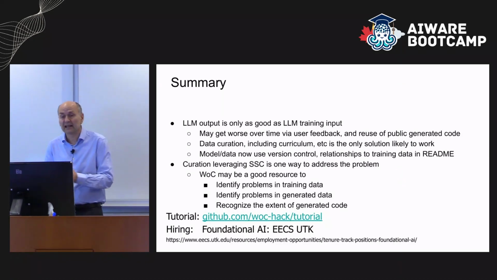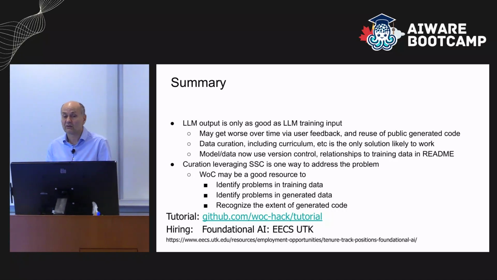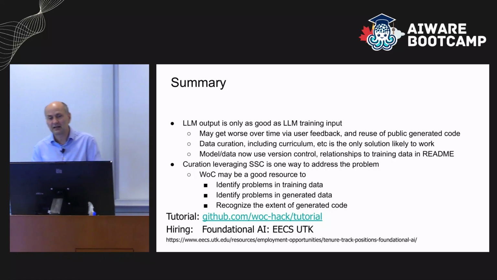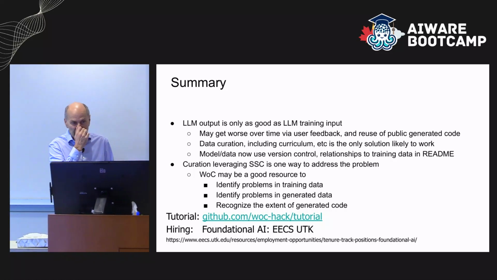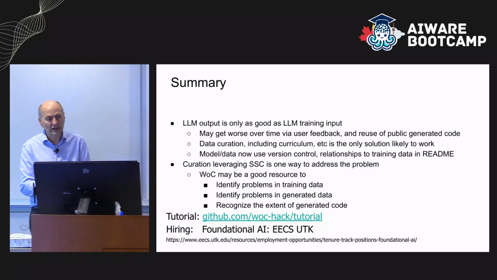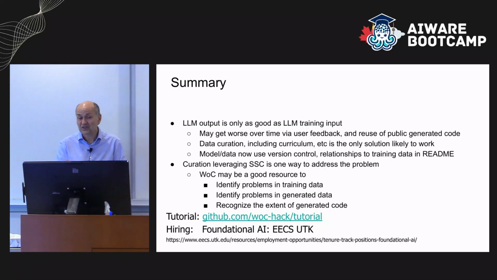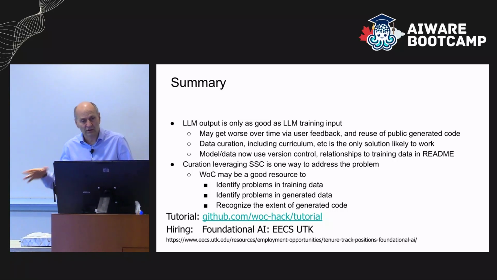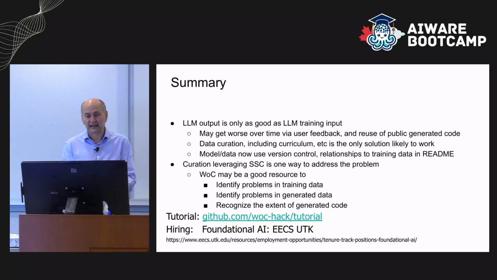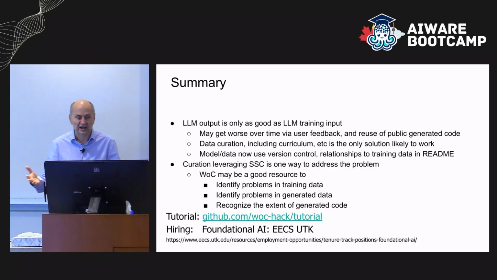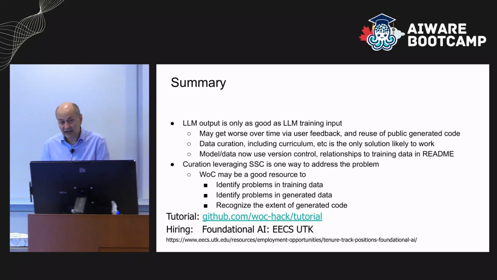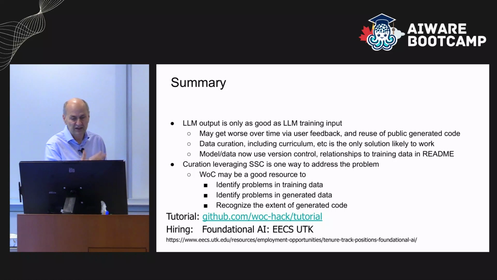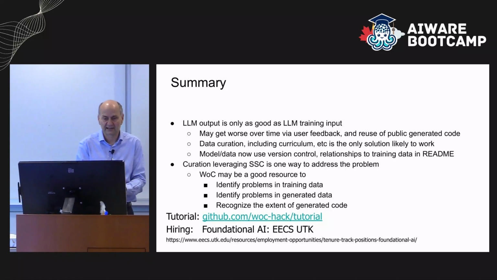So okay, summary. LLM output is only as good as its input, though it may get better over time because of user feedback and reuse of public generated code. Data curation, including the curriculum and other approaches that were mentioned, is maybe a solution that's likely to work. There's lots of other dependencies that we can extract, mine, and use in order to understand better not just LLMs as training inputs, but also the LLM supply chain itself, how it works. And curation using supply chain may be a good way to address some of the problems, right? Identify problems in training data, in generated data, recognize generated data, recognize the extent of generated code.